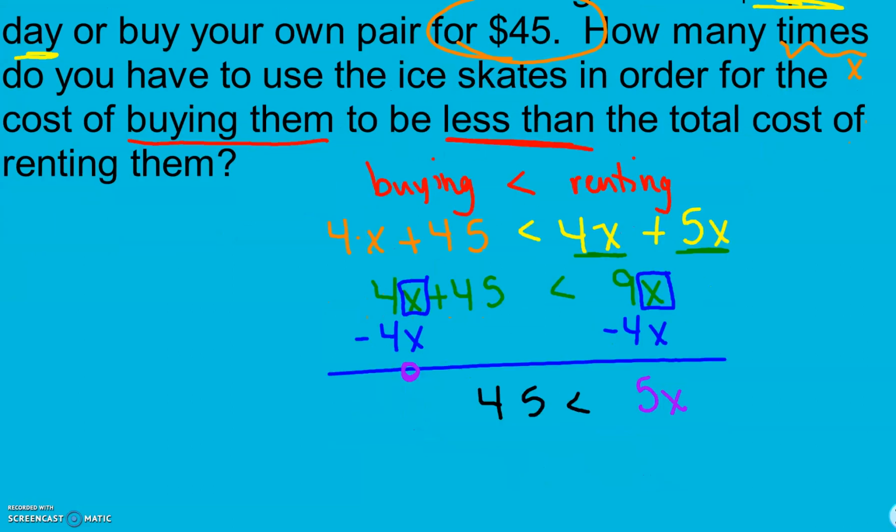Now, my variable is being multiplied by 5. I can go ahead and get rid of that by dividing. And 9 is less than the number of times we have to go.